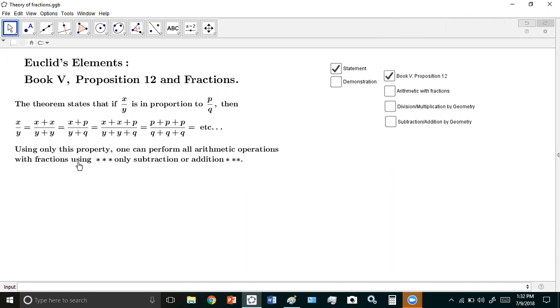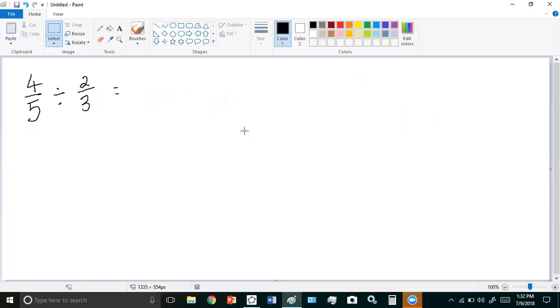And so using only this one property, one can perform all arithmetic operations using only the primitive notions of subtraction and addition. And of course, addition is based on subtraction. So let's just take a look quickly at what that means. I'm going to come to this example later, so I'll just put it up there as an exercise, which I'll do with you.